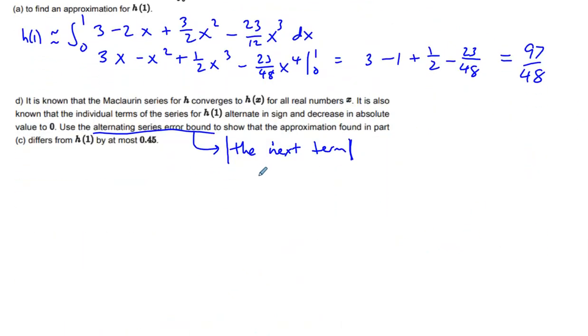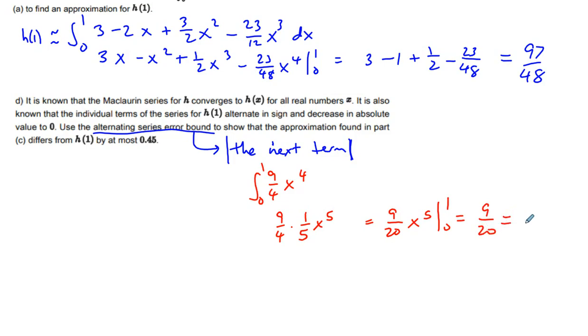So the next term would be the integral of 9/4 x to the 4th. We integrate this, we're going to get 9/4 times 1/5 x to the 5th. That's 9/20 x to the 5th. Evaluated from 0 to 1, this is the same integral, and that's plugging in the 1, 9/20, which is 0.45. So it turns out the error, the most we could have been off, is the 0.45, and it comes by looking at the next term.